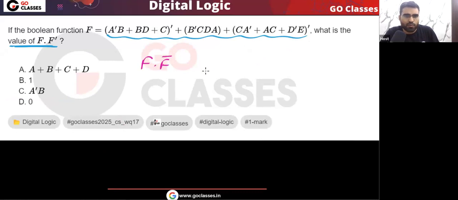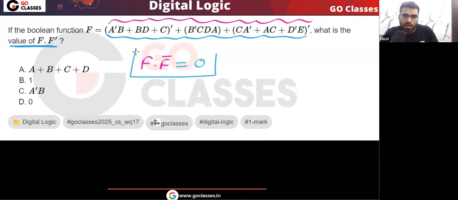Tell me, does it matter what is f? Let me know. See, this f is a very big, very complicated expression given to you. There are 5 variables a, b, c, d, e. Does it matter what is f? It does not matter. F and f bar will always be 0. It does not matter what is f.